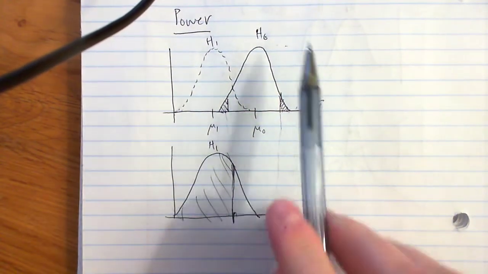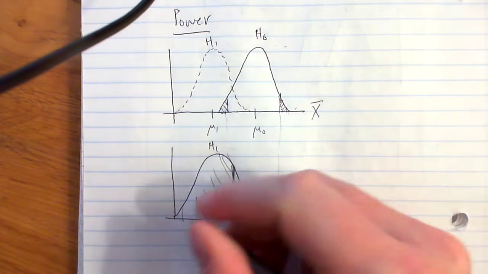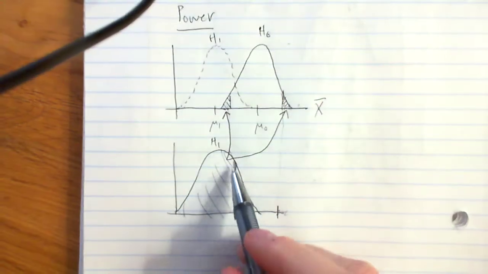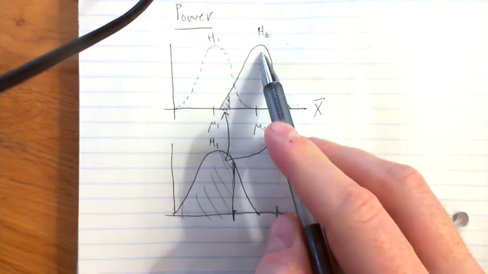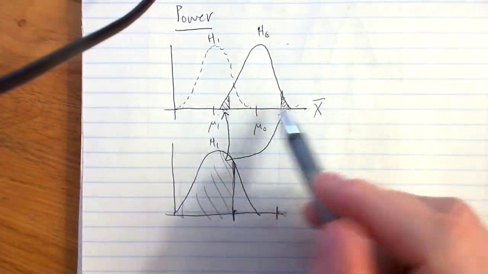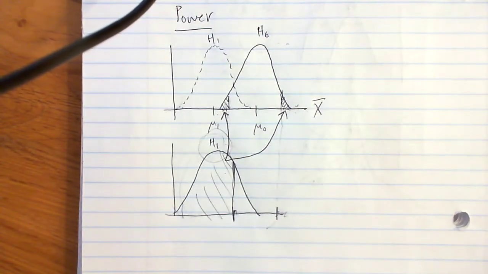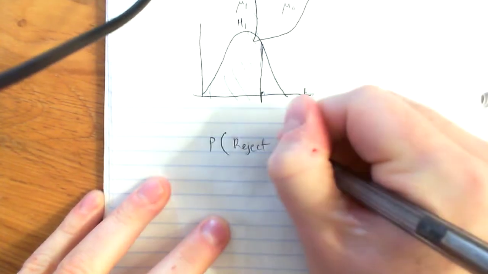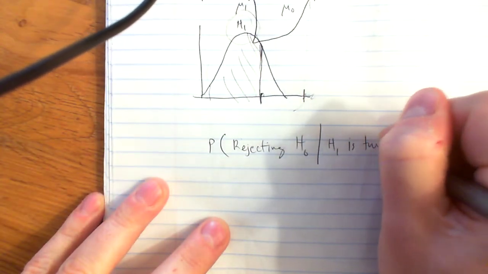It's the probability, using her null when she looks at the null, that she collects an x bar that then falls into this region or into this region. Her x bar is coming from H1, but she's putting it on the H0 distribution and evaluating whether that x bar must have come from something else besides H0. So that's what power tells us. Formally, it's the probability of rejecting H0 given that H1 is true.